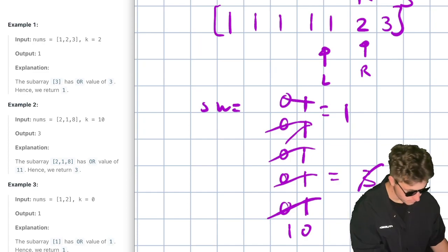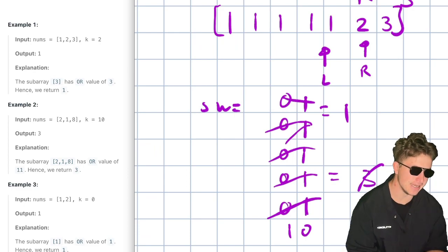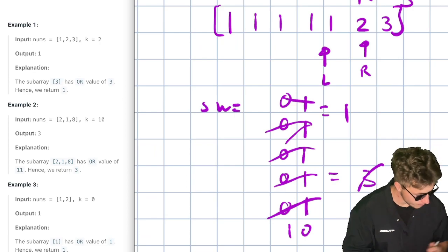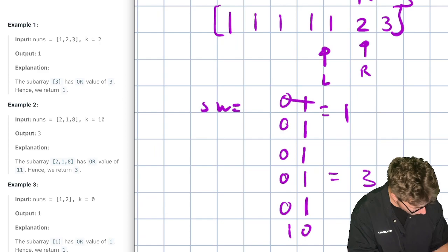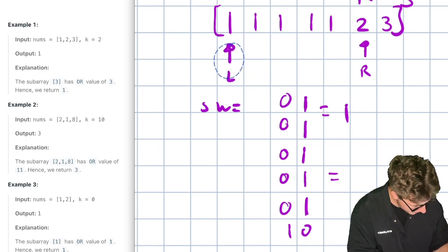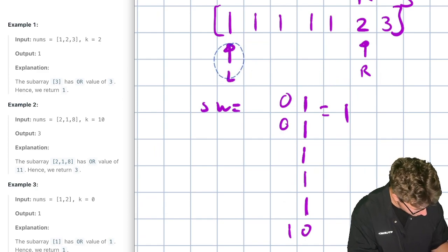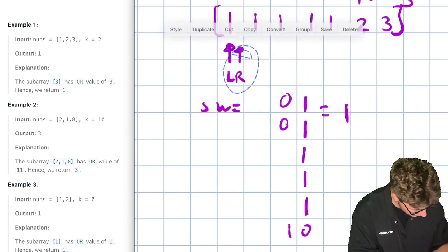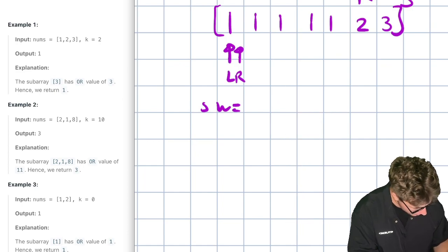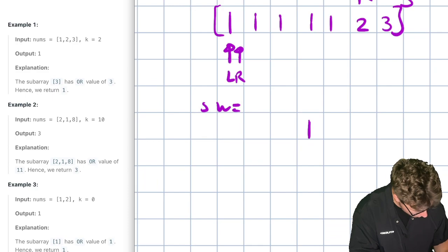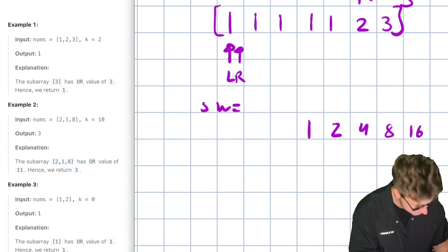Well, how about instead of just ORing it together, we will OR together, but we'll keep track of what we've ORed together and how that affects the bits. Okay, so we're going to restart this, and I'm going to do something a little bit different. Instead, I'm going to keep an array, which is a representation of the bits that I have.